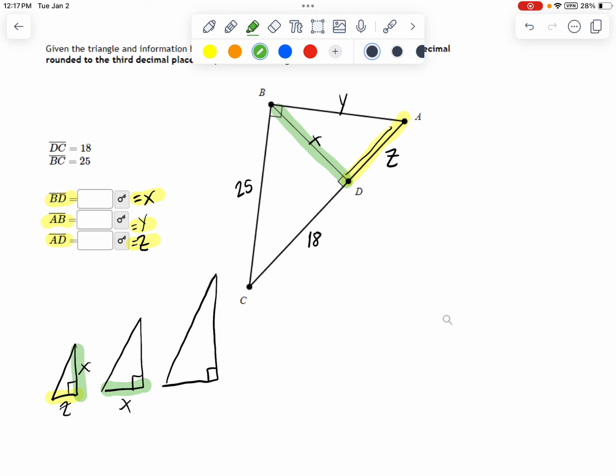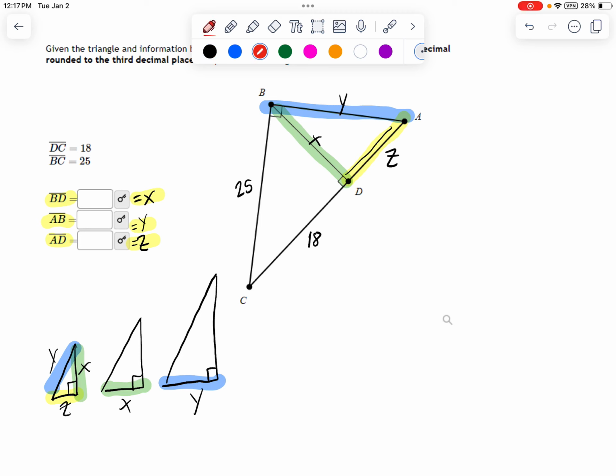Alright, then our y is going to be the hypotenuse of our smaller triangle, but it's also going to be the smaller side of our largest triangle. So there's y on both of those. Okay, and then we just keep it going.